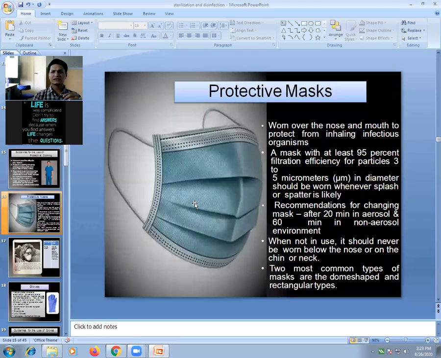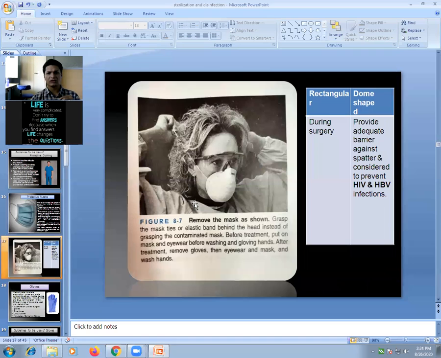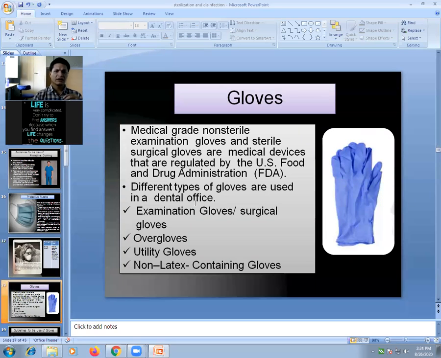Then protective masks, worn over the nose and mouth to protect from inhaling infectious organisms. In recent times, we all have been using this mask. A mask with at least 95% filtration efficiency for particles 3 to 5 micrometers in diameter should be worn whenever splash or spatter is likely to contaminate. So these are the important things: masks, protective clothing wear, and gloves.